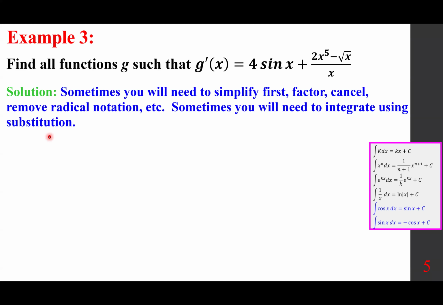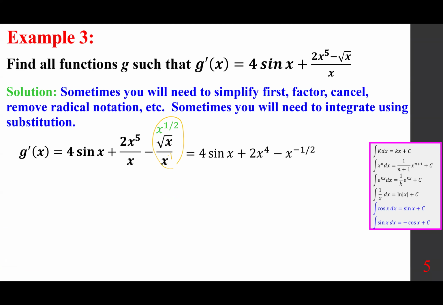So in this case, we are going to make up two fractions. This one over this, minus this one over this, and this will simplify to 2x to the power of 4. This one, we're going to change to x to the power of 1/2. And bear in mind, the exponent for the denominator is 1. So this is x to the power of 1/2 minus 1. So we have 4 sine x plus 2x to the power of 4 minus x to the power of negative 1/2. So far, we've done nothing but algebra.